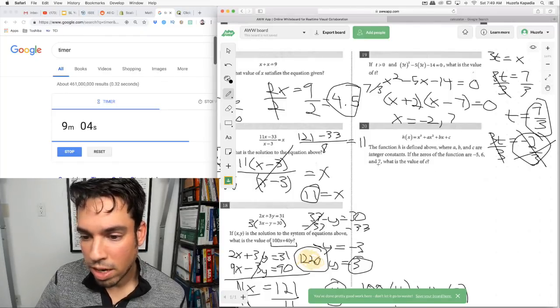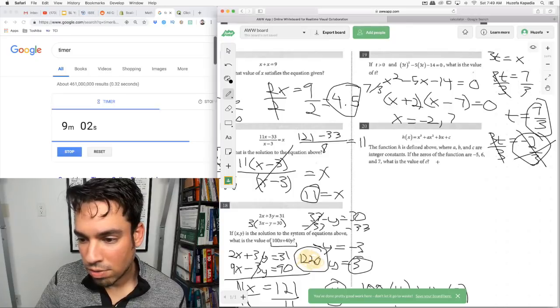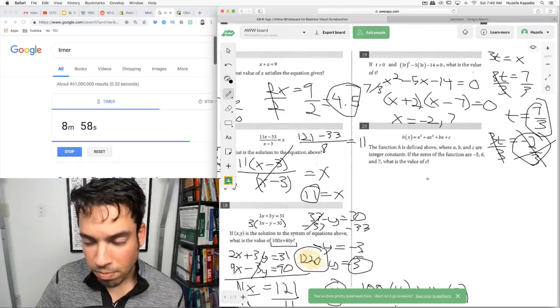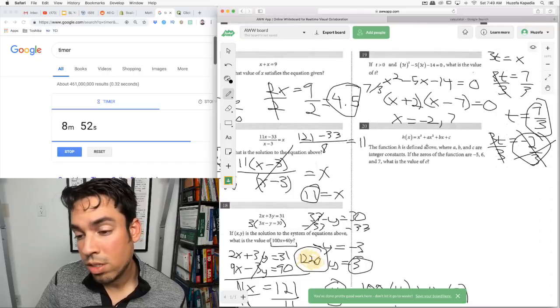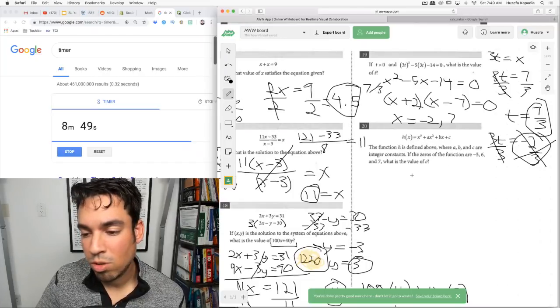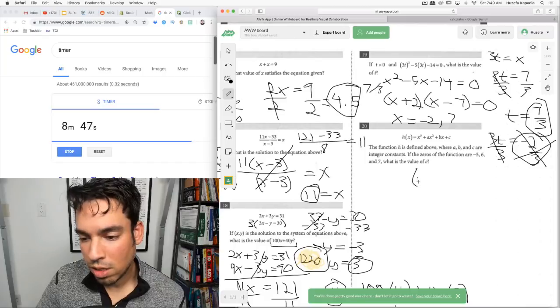The function h is defined where a, b, and c are integer constants. If the zeros of the function are negative 5, 6, 7, what's the value of c? Okay. This is how you do it. If they're saying that these are the zeros, it means 3 zeros is the max that this can have, because the highest exponent is 3. It means that we can represent this as x plus 5, x minus 6, right?